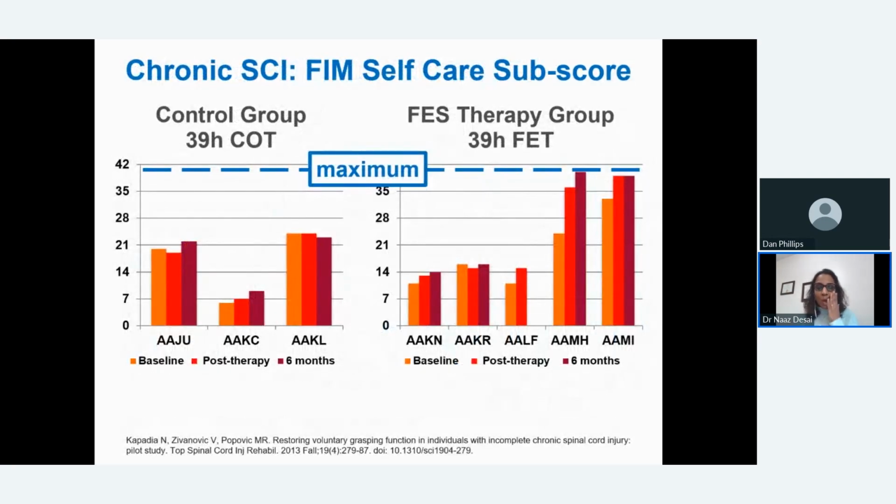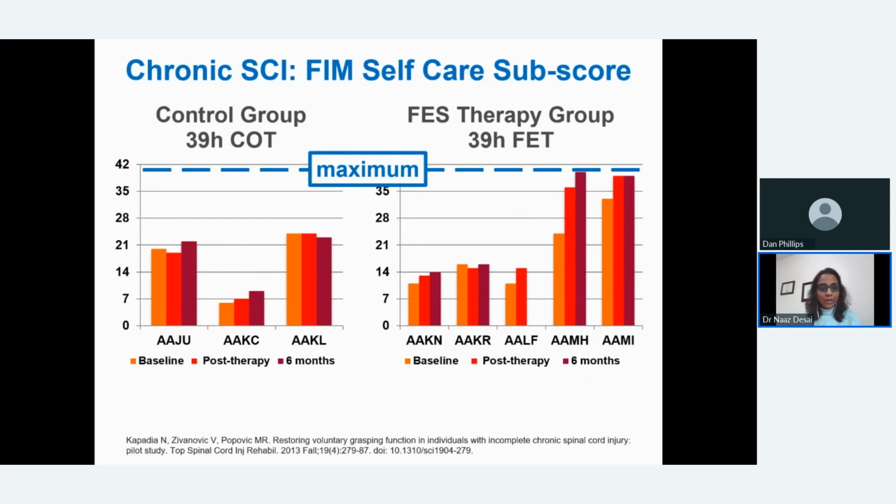This is a sample of chronic SCI participants. So these patients are more than a year post-injury, and some can actually be 8 to 10 years post-injury, so really chronic in nature. And this is their performance on the FIM self-care subscore. The y-axis is again the FIM self-care subscore. The x-axis is individual participant performance.